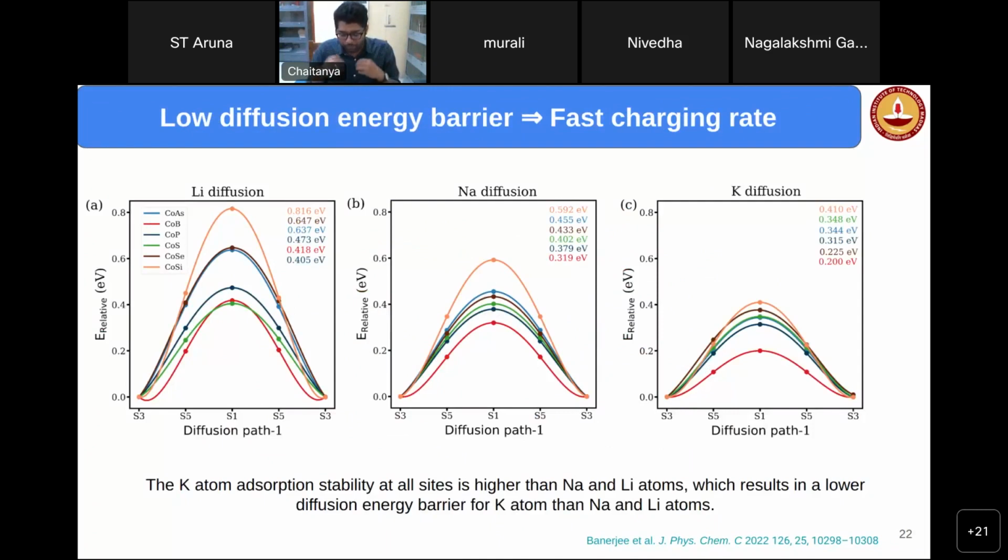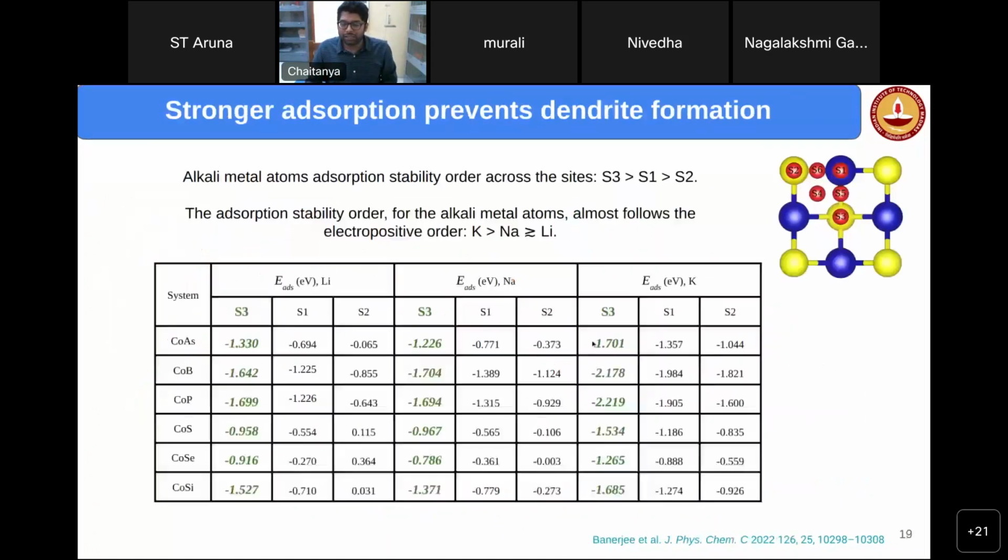The obvious point, as I told you earlier, is that among the three, lithium, sodium and potassium, potassium is the one that is having the strongest adsorption. If you see here, let us compare for cobalt arsenide. Lithium is adsorbing with minus 1.3, sodium is with minus 1.2, both of them are roughly the same, whereas potassium is adsorbed with an energy of minus 1.7. Similarly, consider cobalt sulfide: 0.95, 0.96, roughly the same, whereas potassium is adsorbing with minus 1.5 energy. So potassium is the one that is adsorbed very strongly onto this material.